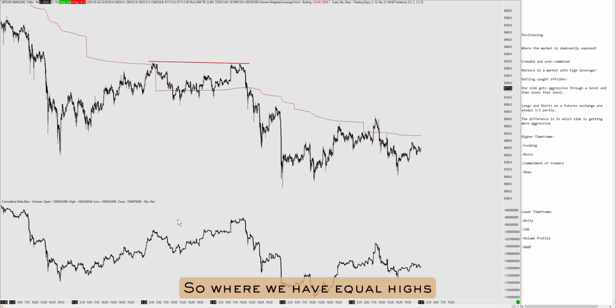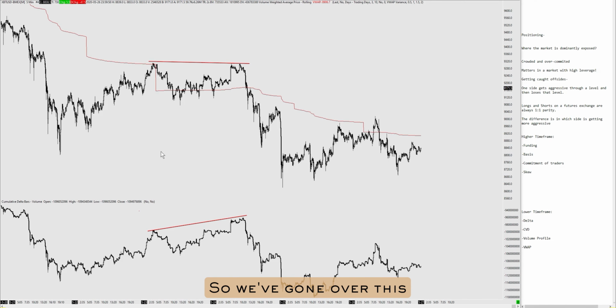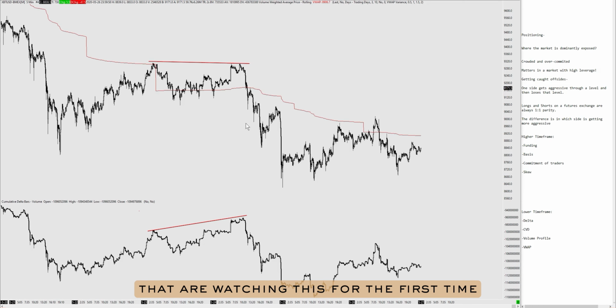So where we have equal highs, but in this case the market has gotten much more aggressive through this right high, and instead price has done nothing to move continuously upward. Okay, so we've gone over this in all the other videos. At this point we just want to cover what the term positioning means. So for those of you that are watching this for the first time and have heard me use this term before, this is exactly what we're talking about.